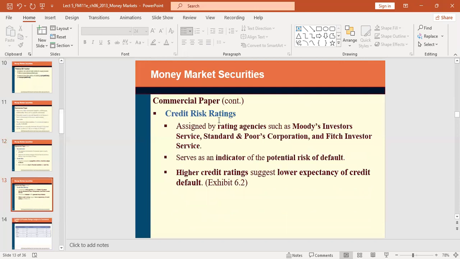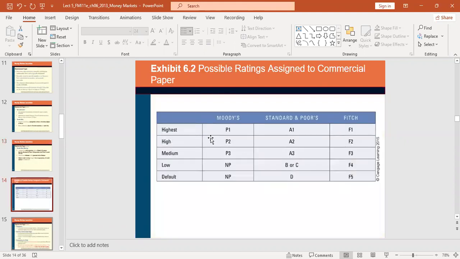In terms of rating, there are rating agencies that help investors know which company is risky and which company is not risky. These rating companies have done a very good job, as you will see in the next slide. They provide rankings for companies.